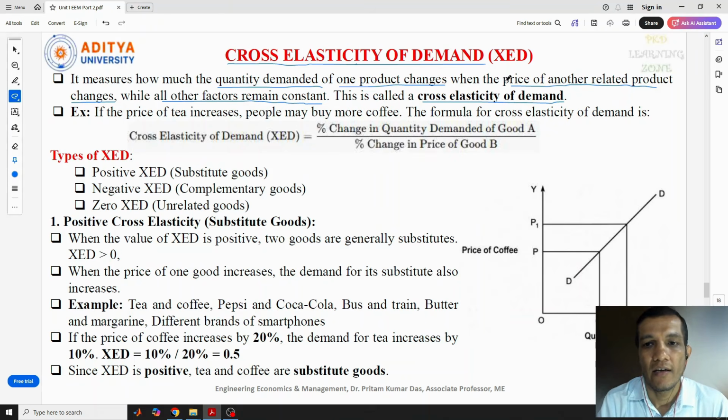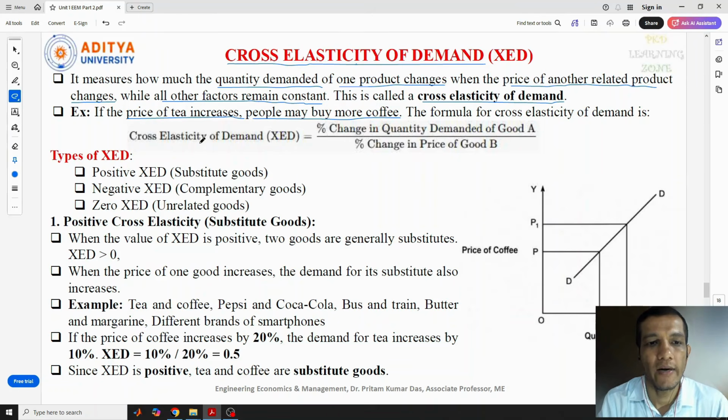We'll take an example for this. Consider that the price of tea increases and people may buy coffee. That means when the price of one product changes, the demand for it will decrease, and the demand for the related product increases in the meantime, so people may buy more coffee.